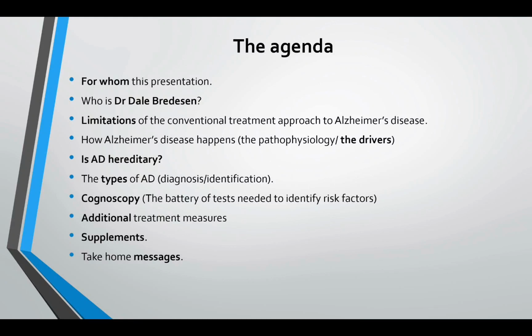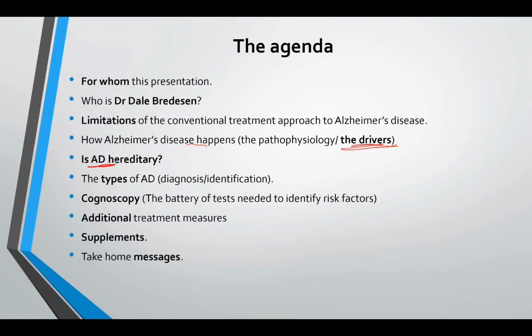Then I will talk about the limitations of the conventional treatment approaches to Alzheimer's disease. Actually, it is approach, not approaches. The current treatment approach, whether it is successful or not. Then how Alzheimer's disease happens: the drivers of Alzheimer's disease, the mechanisms behind the development of Alzheimer's disease. This is what Dr. Bredesen has discovered.